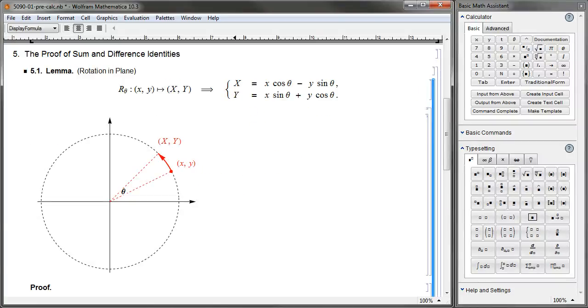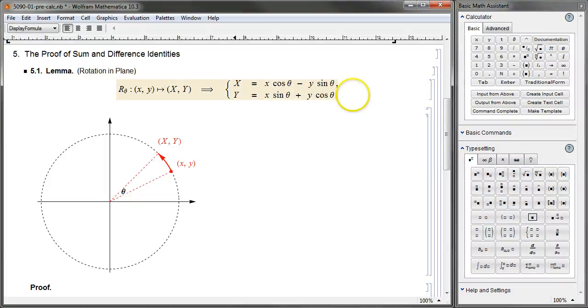Here's a visualization. We begin with small x comma y and take a rotation by the angle theta about the origin, and we end up with capital X comma Y. And what are the relations between capital XY and small xy and the angle theta? Here it is. Capital X is x cosine of theta minus y sine of theta, and capital Y is x sine of theta plus y cosine of theta.